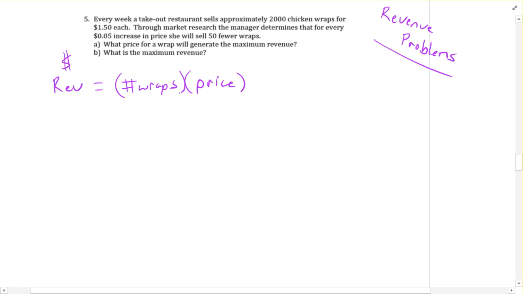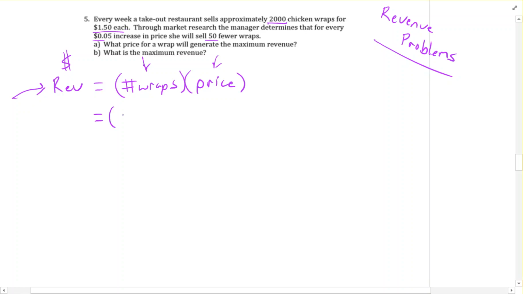Which makes sense, right? If you want to figure out how much money you're going to make, that's how many wraps did you sell times how much did each wrap cost. That's all we're doing. So then let's just put equals again, and let's forget about the second part of this question first. We'll just ignore that for now. They say that every week they sell 2,000 wraps for $1.50 each. So let's just put that into here.